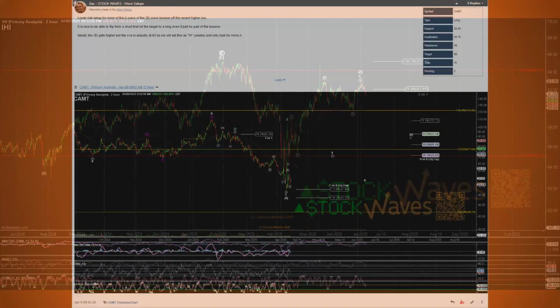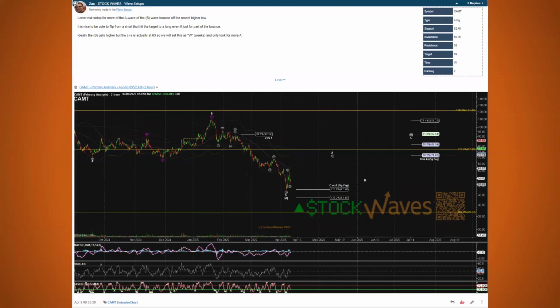So now I wanted to take a look at some of the wave setups that we posted early on in April and how those evolved, and then we'll get into some of the additional opportunities that we see. So this is CAMT that I mentioned before. This was from April 9th. This is the format of our wave setups. We share a chart showing what our expectations are from the Elliott Wave standpoint and give a blurb about what we think we're looking for.